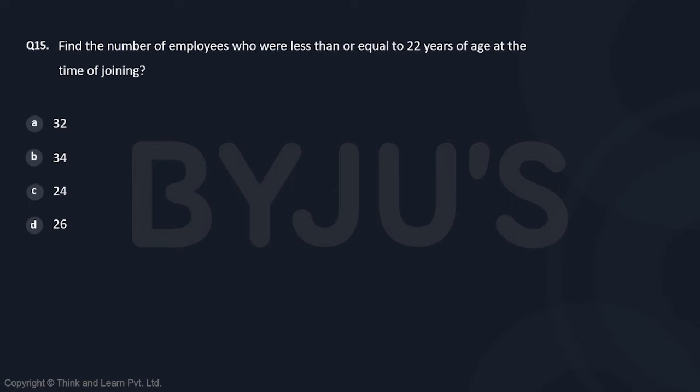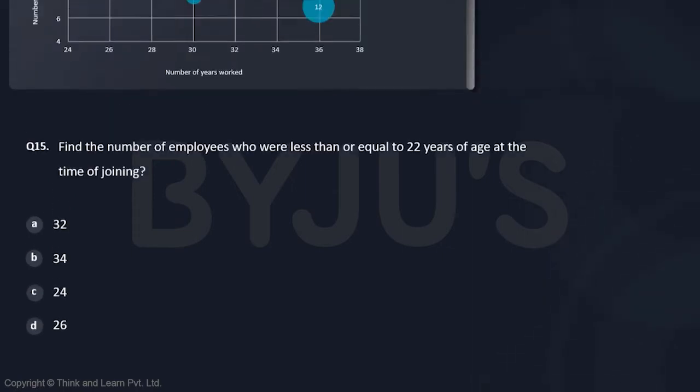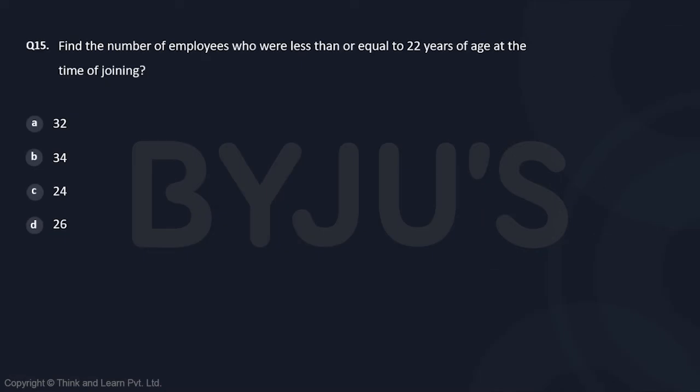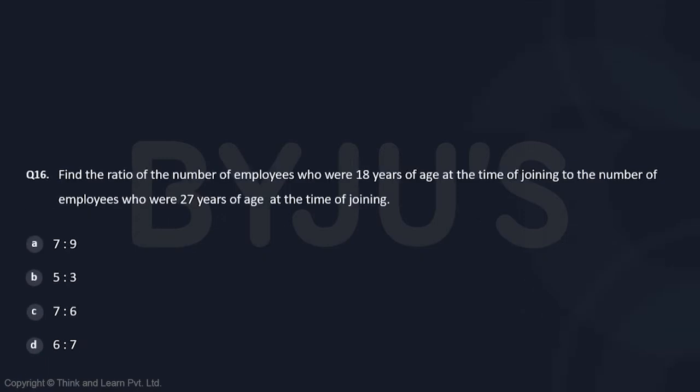Find the number of employees who were less than or equal to 22 years of age at the time of joining. Less than or equal to 22. So this is 22, equal to 22. This is less than, this is less than. So you're supposed to add these people. So 12 you will add, 18 you will add, and 8 you will add. So that's a total of 12 plus 8, 20. 20 plus 14 is 34. So the total should be 34, option B.